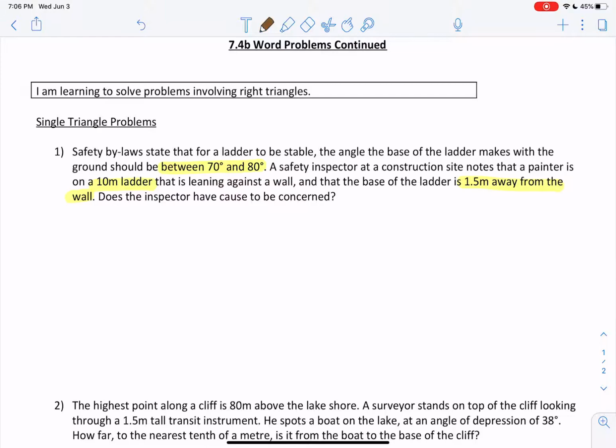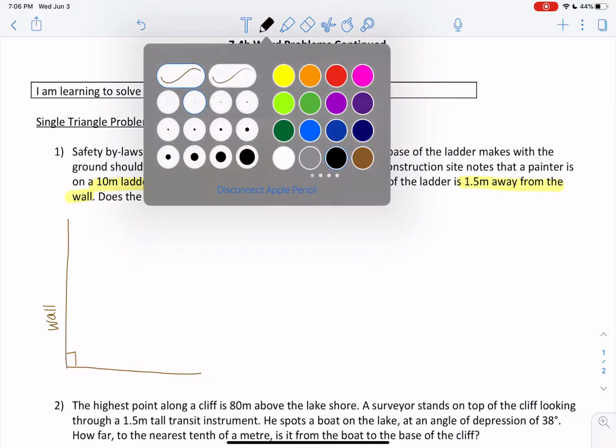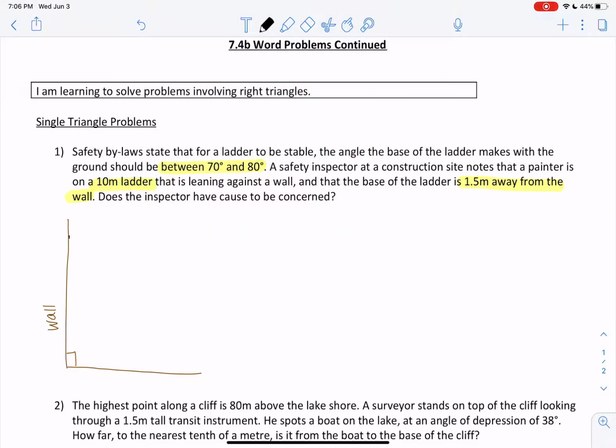So when we get a word problem, the first thing we want to do is draw a diagram. So we have a ladder that's leaning against a wall. So here's my wall. And here is the floor. And it's safe to say that the wall makes a 90-degree angle with the floor. And we have a ladder leaning up against my wall like this.